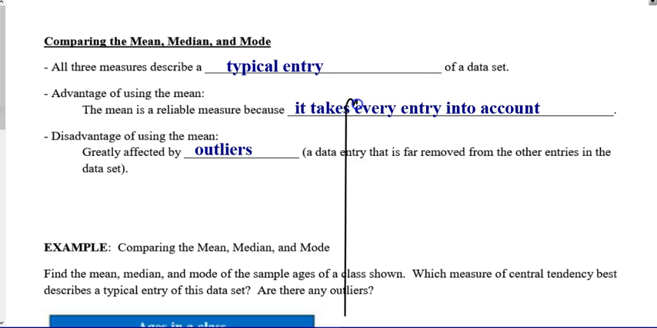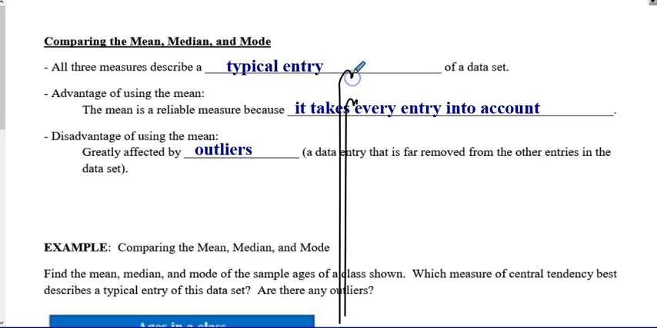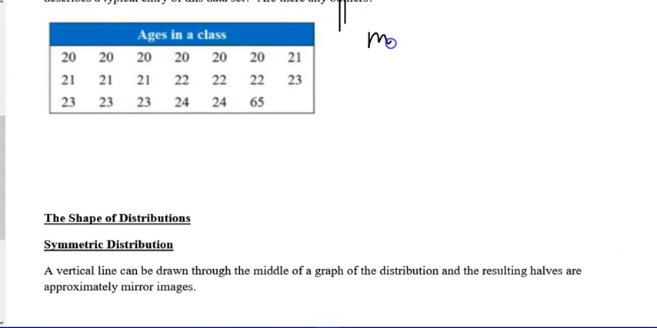So we're going to look for the mean, the median and the mode.